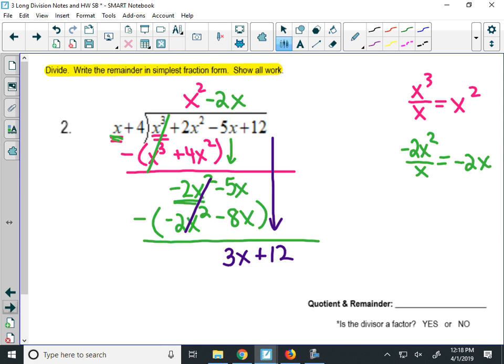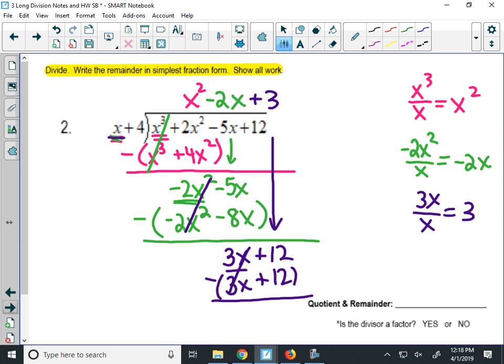Lastly, I take the 3x divided by the x. So that gives me 3. Plus 3 on the top. 3 times x is 3x. 3 times 4 is 12. Yep, and then when I put my parentheses and subtract, they both cancel out. So do I have a remainder this time? No. So my quotient is x squared minus 2x plus 3. Since there's no remainder, is x plus 4 a factor? Yes.